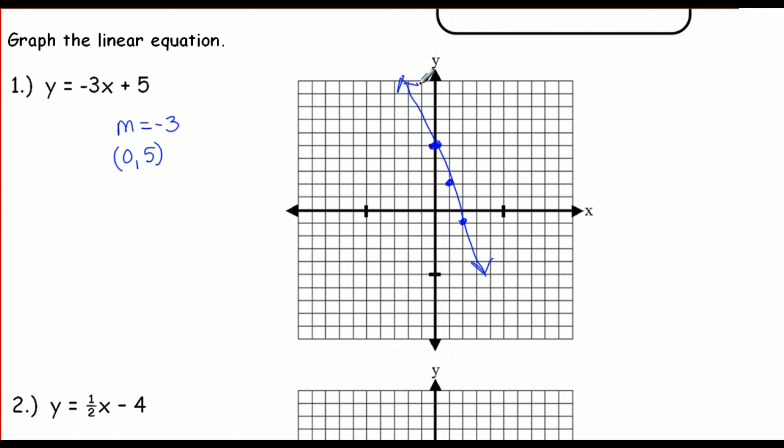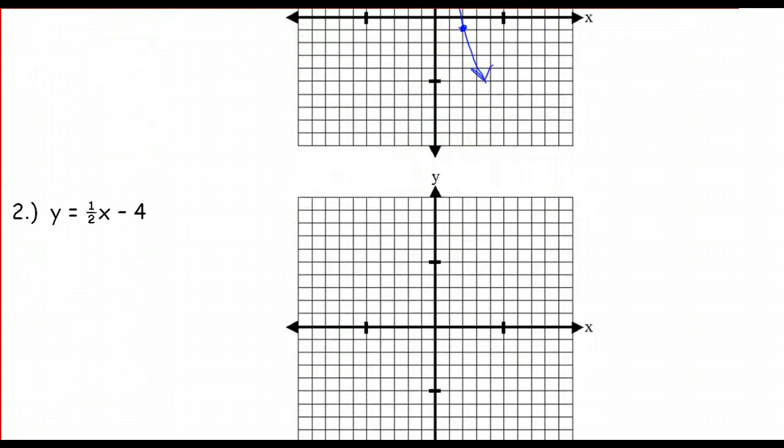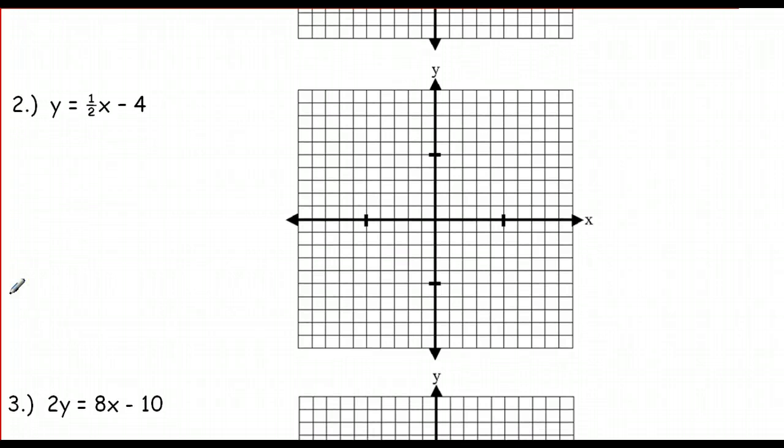Number 2, again, hit pause, see if you can graph this equation on your own, and see if you get it correctly. Hopefully you discover that the slope is 1 over 2, and the y-intercept is (0, negative 4). You should have put a point on the y-axis at negative 4, and your slope is up 1, right 2.